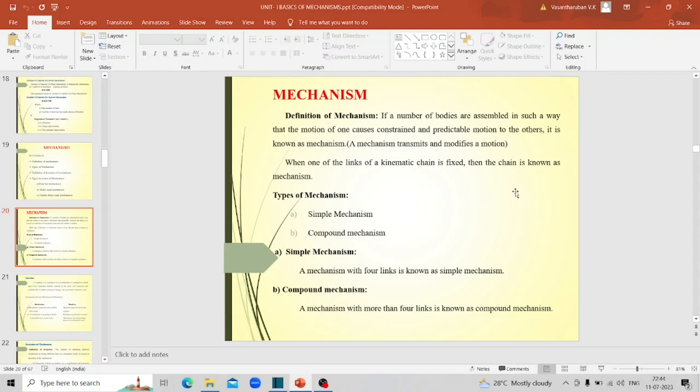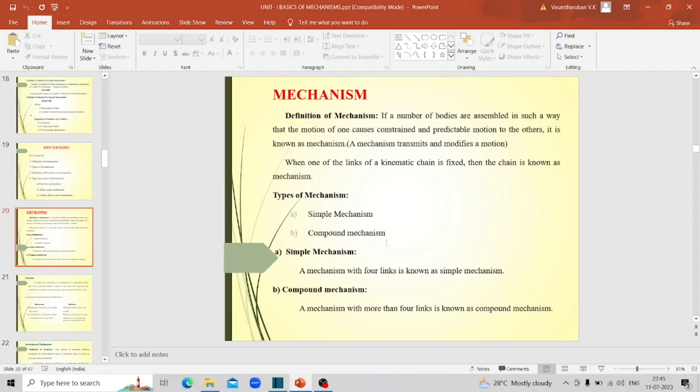Already we know what is mechanism. Now we will see types of mechanism: simple mechanism and compound mechanism. Simple mechanism means a mechanism with four links is known as simple mechanism. Compound mechanism means a mechanism with more than four links is known as compound mechanism.